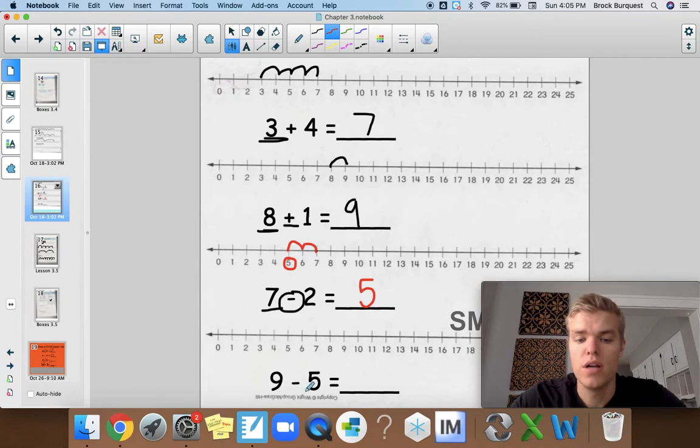Let's do one more. My problem here is 9 minus 5. So I see my 9. I'm going to start on 9. So I see the subtraction sign. I'm going to count backwards. Okay, count with me. 1, 2, 3, 4, 5. I landed on 4. So 9 minus 5 equals 4.